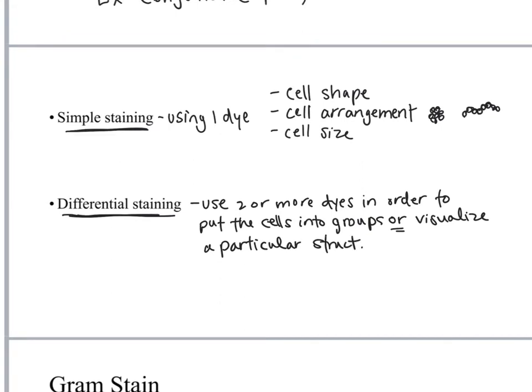For example, today we're going to be doing gram staining, and that will help us understand if the organisms are what we call gram positive or gram negative. That doesn't have anything to do with the charge of the cell, it's just positive for the gram reaction or negative for the gram reaction. Gram positive stain purple, gram negative stain pink. The capsule stain that we're also going to do today uses a couple different dyes and helps us to see a particular structure, the bacterial capsule.